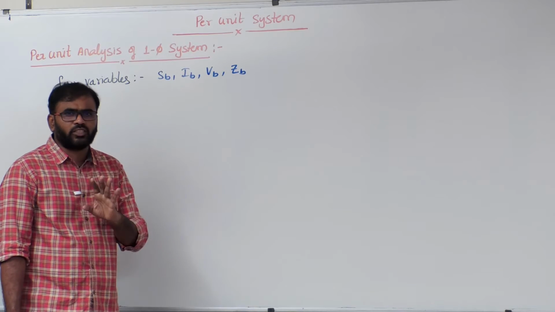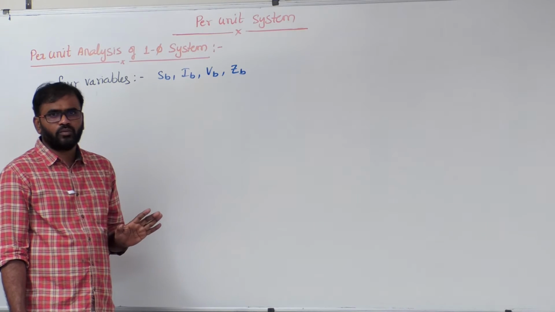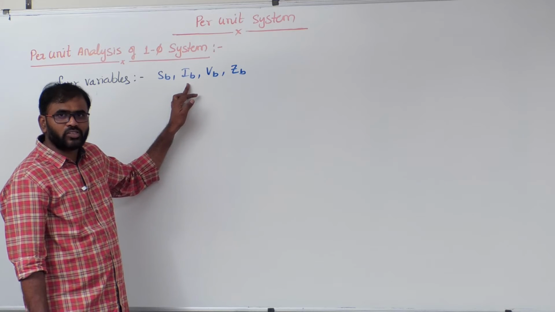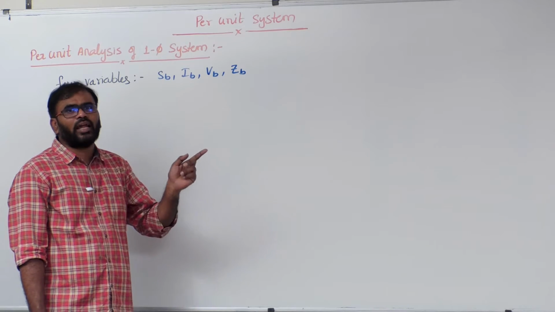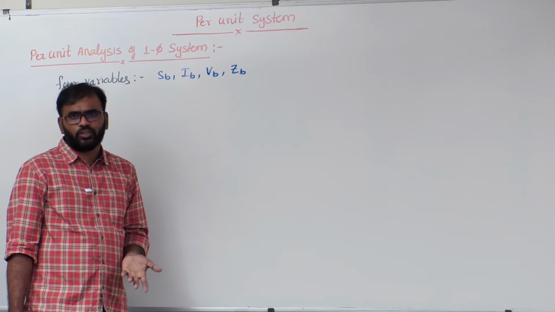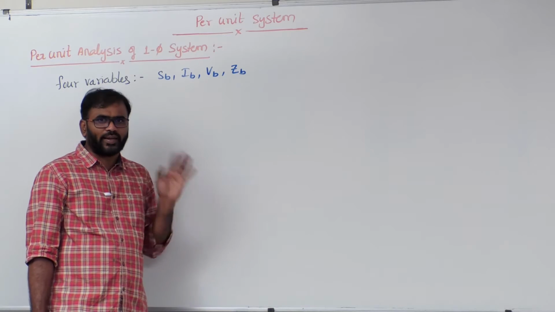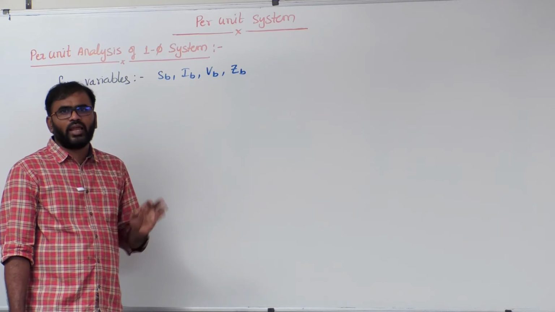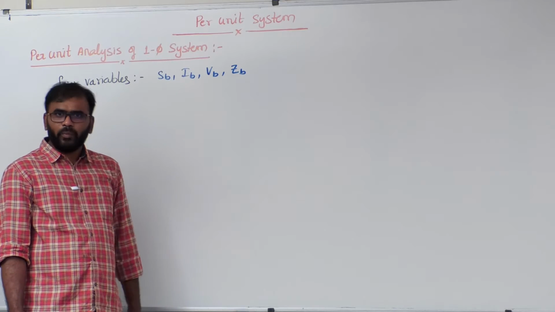But if it is a 3-phase system, now there is a small change. When you are talking about the current base, there exists a line current base and phase current base. We know the relation depending on star connection or delta connection. If it is a star connection, line current equals phase current, so line current base equals phase current base.